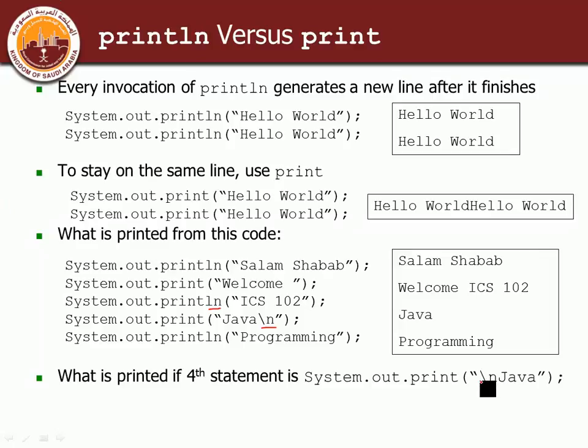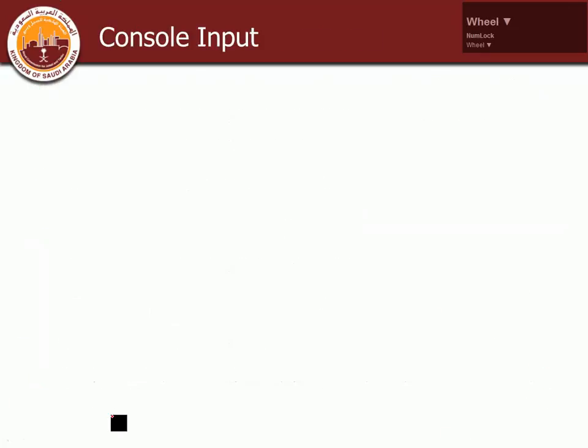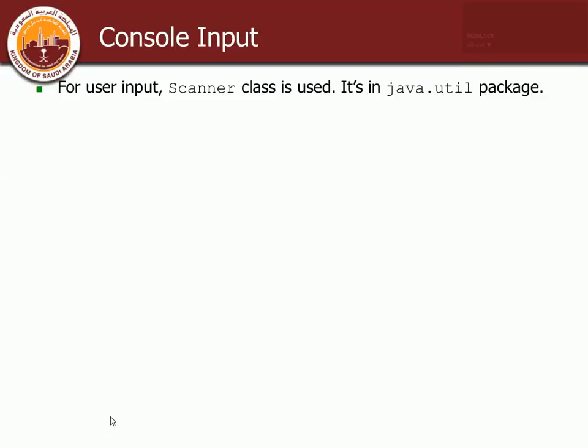What happens if I do something like this? If we replace this one with this one, what would be the result? Java will be on the line under. Exactly, there will be an extra line here, and then Java and programming will be on the same line, next to each other, no space, because there is no space after the a. So you choose when you put the \n, and you just print ln, and that's it. I mean, that's the end of it.